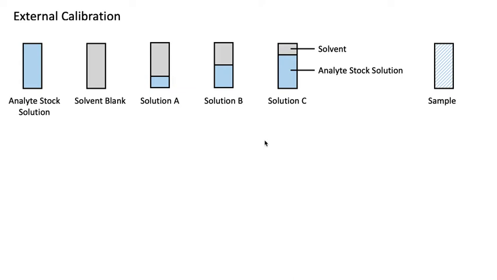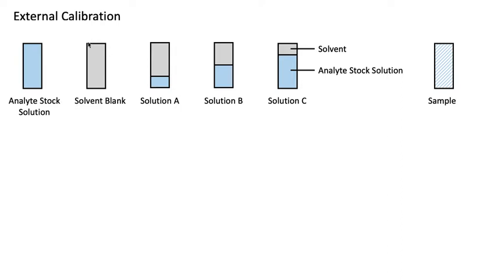So this video is going to be all about how to use external calibration. Now, in an external calibration scenario, we have an analyte stock solution at some high concentration of our known analyte. This is prepared in a solvent similar to that of our unknown sample, which has some other quantity of analyte present in it.